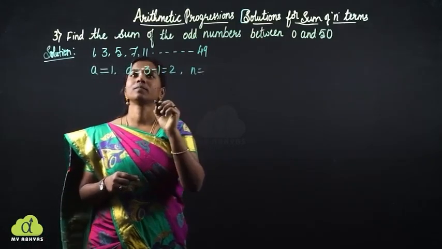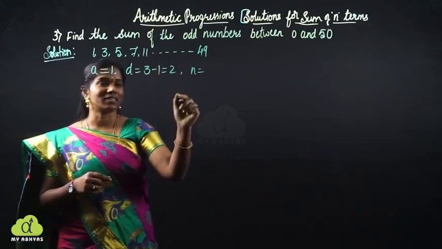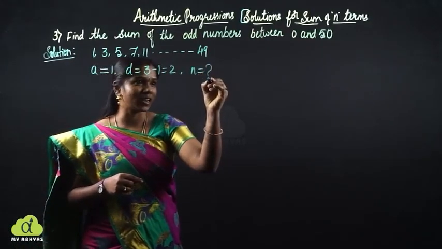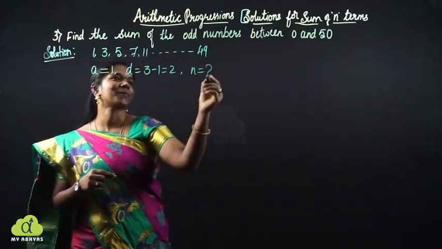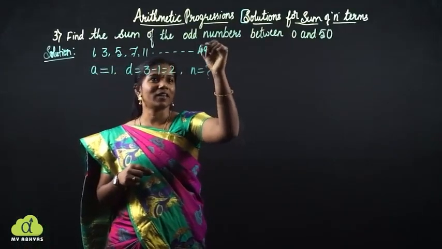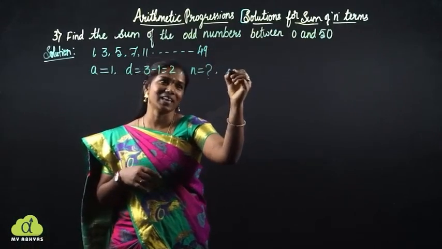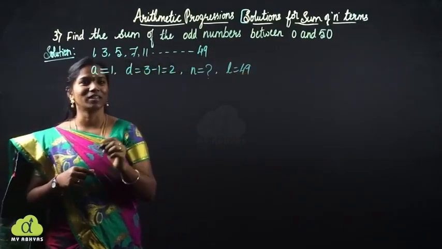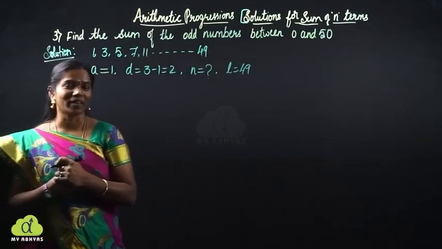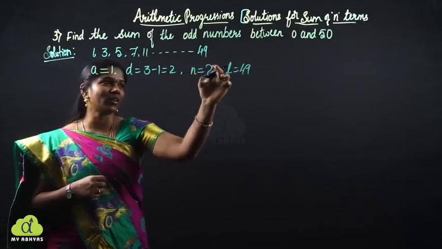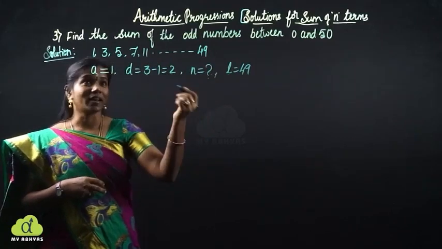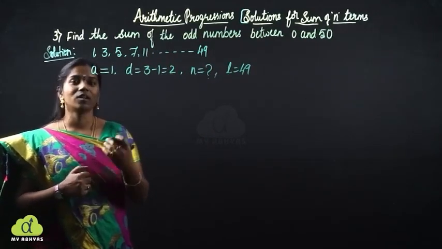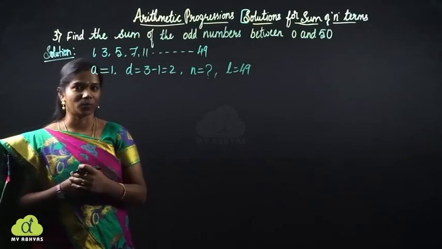how many? Find the sum of the odd numbers. n value is not given, right? So just do not scratch your head. Just write a question mark. And what is this 49? It is the l value, the last term. Now apply the formula. Which formula to apply? Because n value is not given, we cannot directly go for Sn. So before going to the Sn formula, we have to apply the An formula.